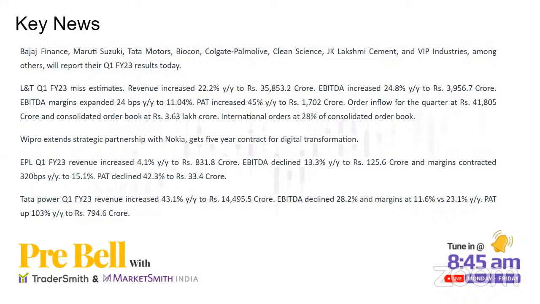The other results were Tata Power and EPL. Tata Power Q1 FY23 revenue increased by 43.1%, EBITDA declined by 28.2%, and you can see sharp margin contraction on the EBITDA front, with EBITDA margins at 11.6% versus 23.1% YOY. PAT was up 103% YOY. EPL was another one that released its results. Revenue increased by 4.1% YOY, EBITDA declined by 13.3%, margin contracted by 320 BPS YOY to 15.1%, and PAT declined by 42.3%. The major results expected today are the three big ones: Bajaj Finance, Maruti Suzuki, and Tata Motors. The others are Biocon, Colgate, Clean Science, JK Lakshmi Cement, VIP Industry, among others.